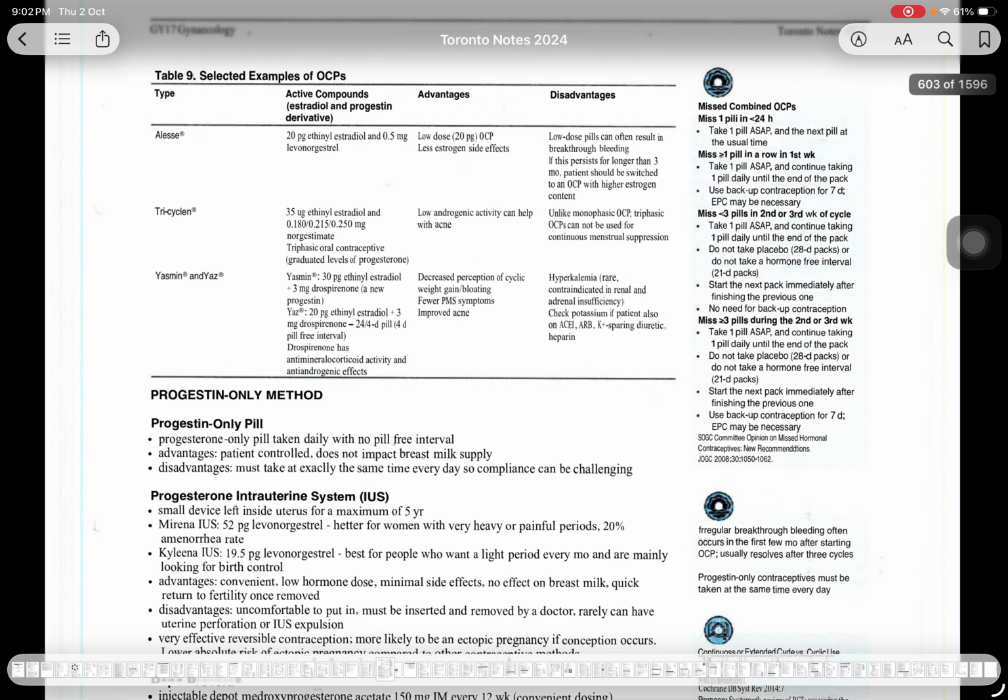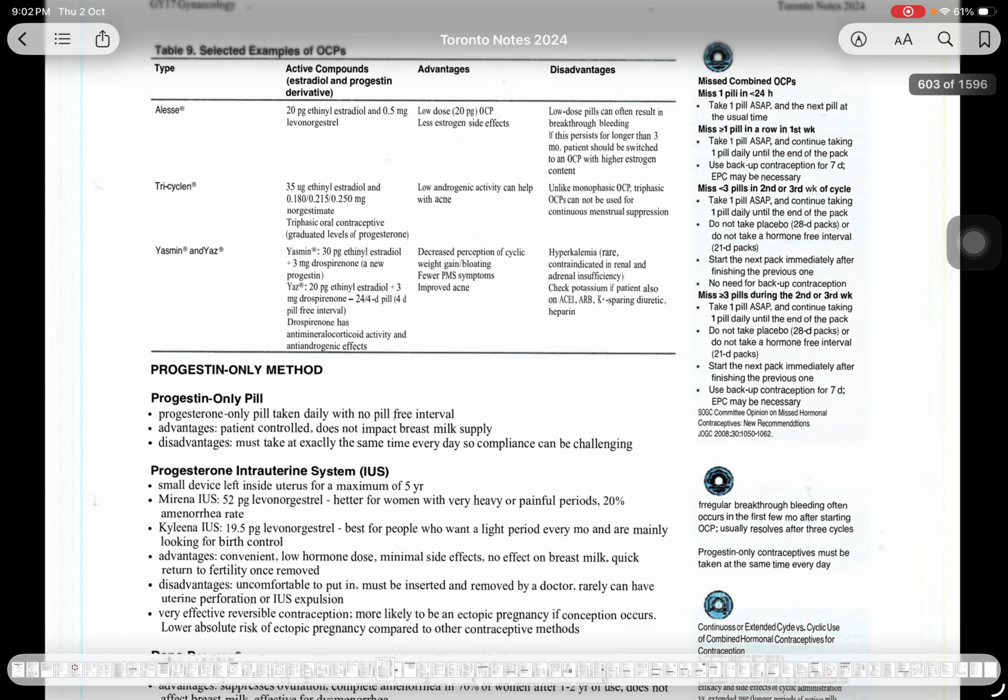Let's say you missed three pills in the second, third, or fourth week. You have to continue taking one pill daily until the end of the pack, and you don't have to take the breakthrough bleeding ones, the sugar pills. Start the next pack immediately after finishing the previous one. No need for backup contraception.